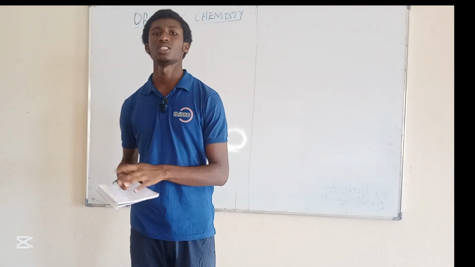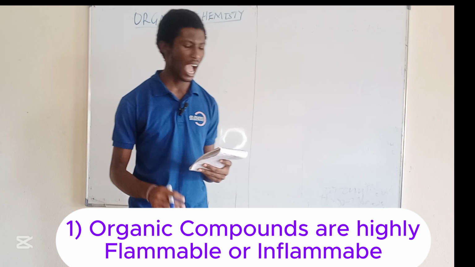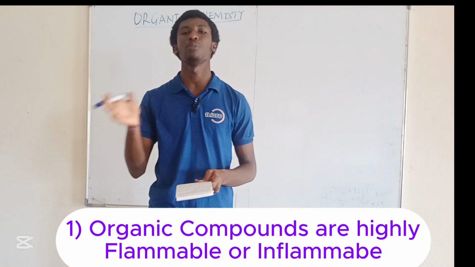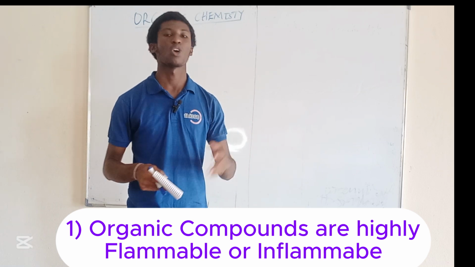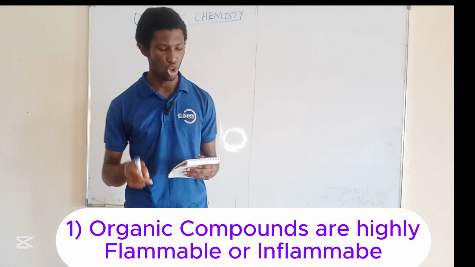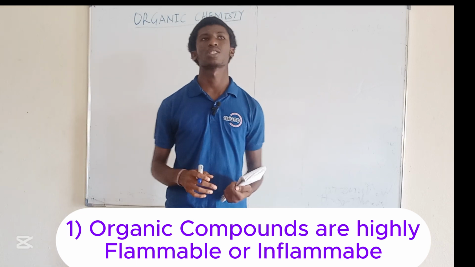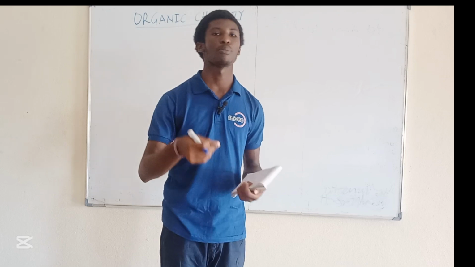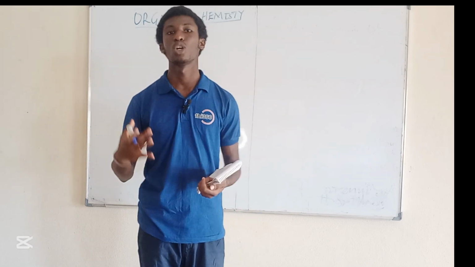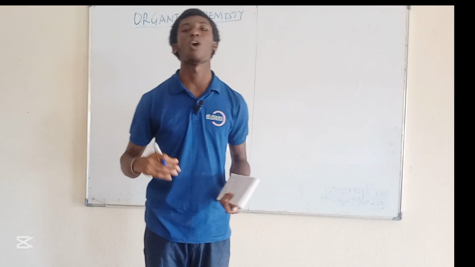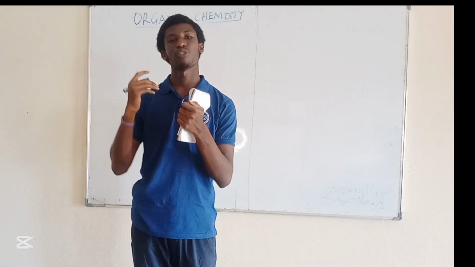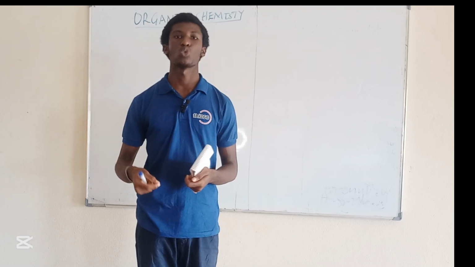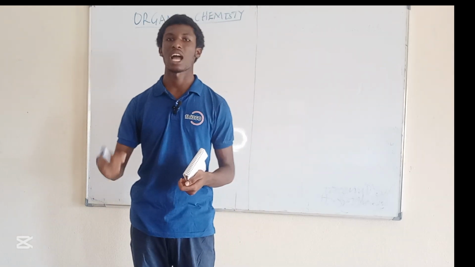The first characteristic is that organic compounds are highly flammable or inflammable. Flammable and inflammable mean the same thing. What it means is organic compounds can be easily set on fire. For example, your fuel, your petrol, your kerosene, your diesel are all products of organic compounds. So that means they are highly what? Flammable or inflammable. So every organic compound you come across is highly flammable.